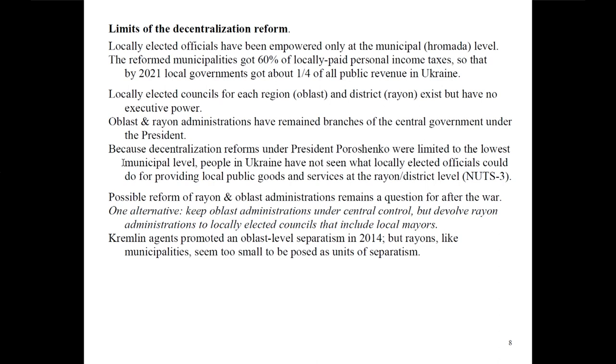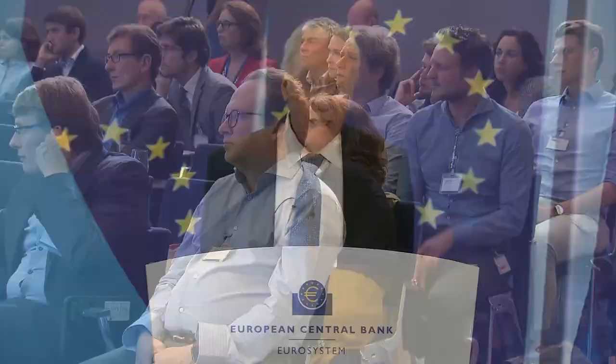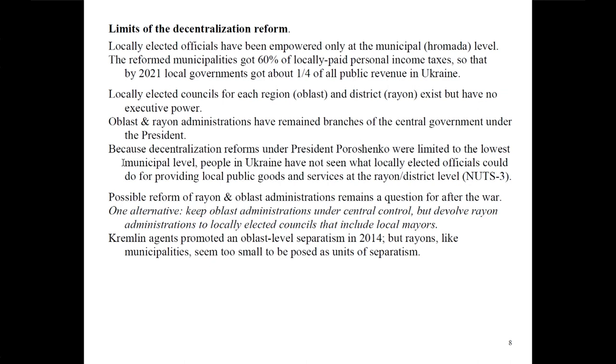Now, there exist locally elected councils in each region. There are 24 oblasts, or regions, and there are now about 140 rayons, or districts. But these locally elected councils have no power. The oblast and rayon administrations, at the provincial or district level, NUTS two and three levels in European talk, have remained branches of the central government under the president. So when I talk about decentralization, I am not talking about empowering the provincial governments. Don't get confused. They're doing a good job. I'm not criticizing them. I'm just saying they are part of the national government. We should help the national government of Ukraine. But it's not decentralization. It's distributed, centralized administration.